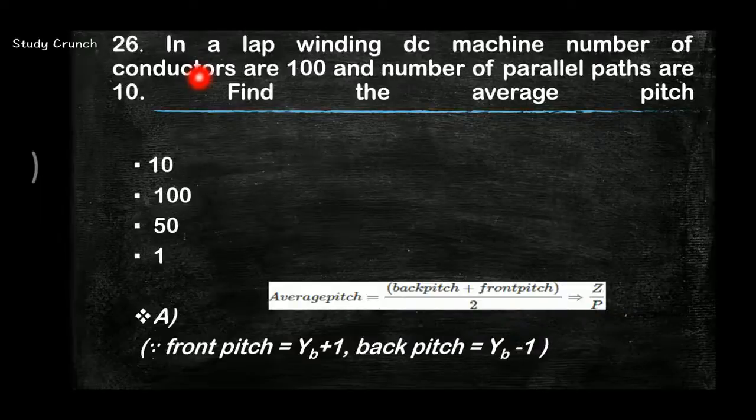Next, in lap winding DC machine, the number of conductors is 100 and the number of parallel paths is 10. We have to find the average pitch. We can find it by (back pitch plus front pitch) divided by 2, or number of conductors divided by number of parallel paths. So the answer will be 10.